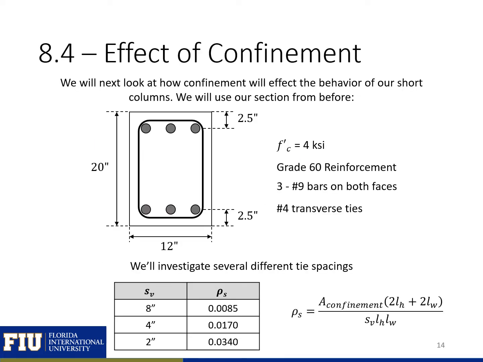We're next going to look at how confinement is going to affect the behavior of our short columns. We're going to use this section from before, which had the 20-inch height, 12-inch width, and 3 number 9 bars on the top and the bottom.